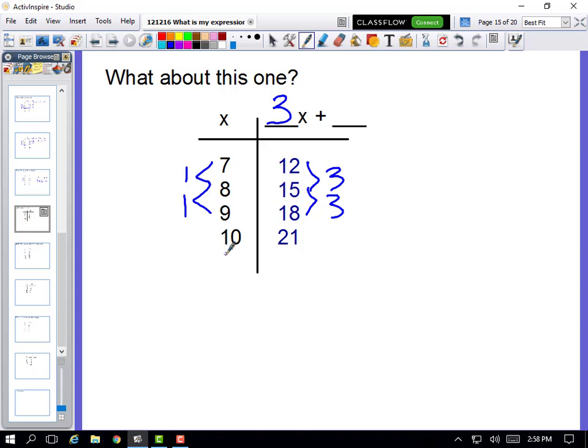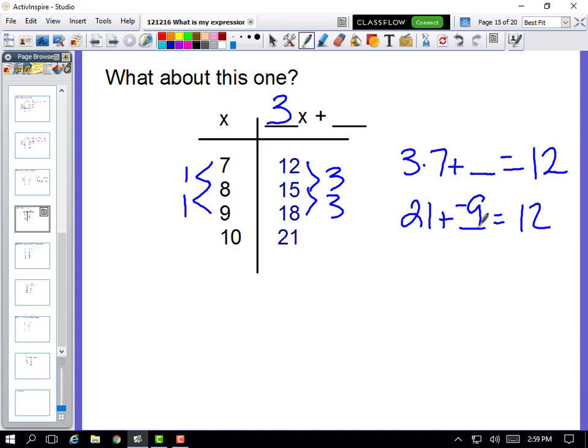So I'm going to take any one of these values right here. So I'm going to take the 7. I'm going to plug it in. Right? 3 times 7 plus blank equals, well, what does it need to equal? It needs to equal this one right here. It needs to equal 12. Right? So I've got 3 times 7 is 21. What do I need to do to 21 to get a 12? I need to subtract 9. So I'll just add a negative 9. So my b value then would be a negative 9.